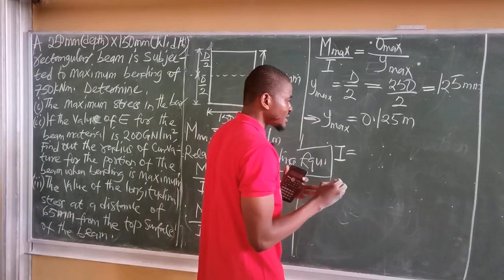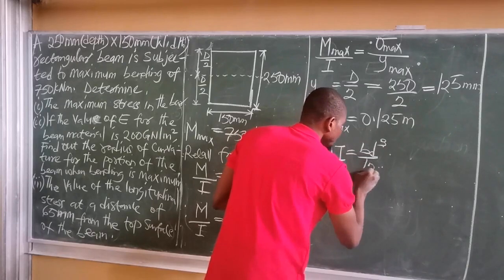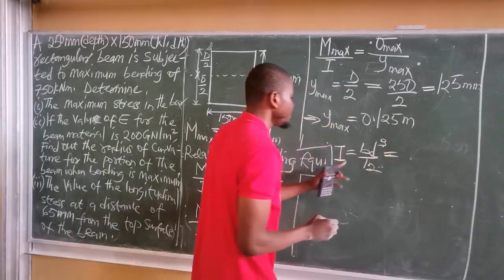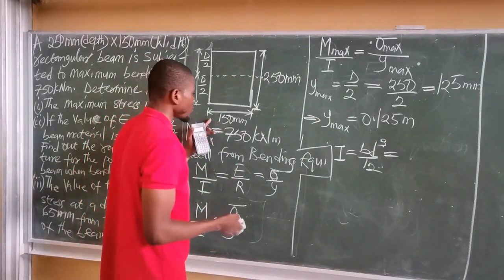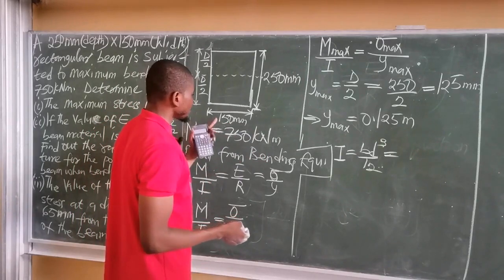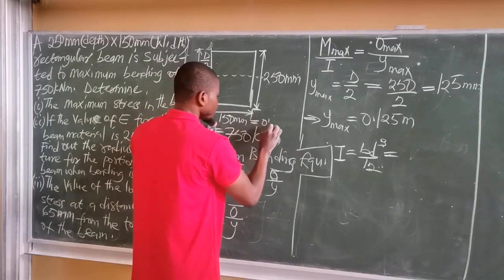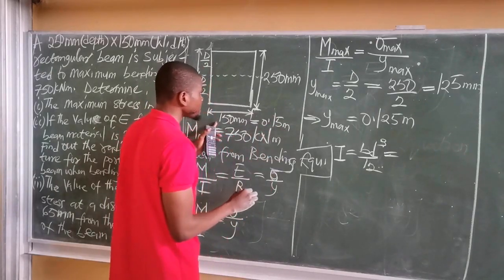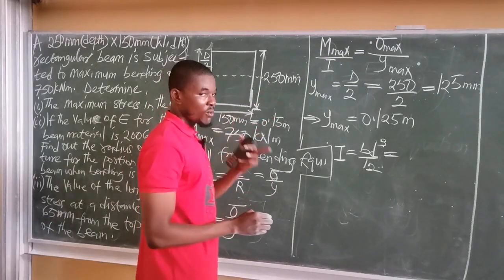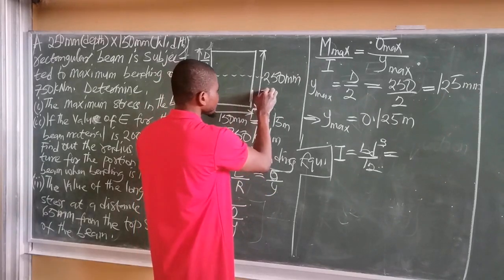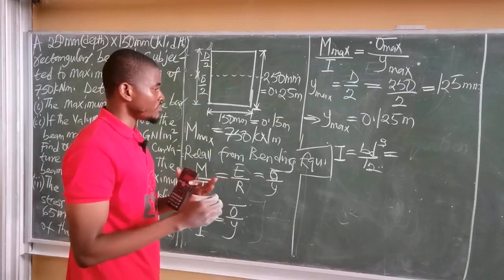Moment of inertia for a rectangular section is simply what? B D cube all over 12. B here stands for the width, and the width was given as 150 millimeters. So please take note, we have to convert all this to meters. 150 millimeter to meter is simply 150 divided by 1000, that will simply give us 0.15 meters. Same thing here, we need to convert this to meters. 250 millimeter to meter simply means 250 divided by 1000, that will give us 0.25 in meters. So we need to convert all towards meters.